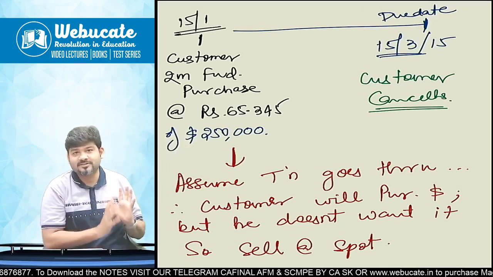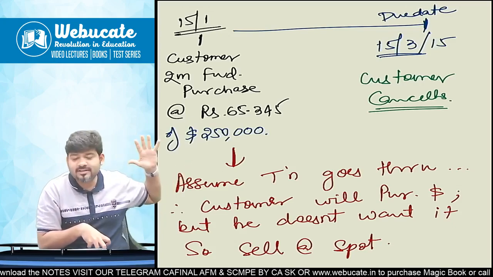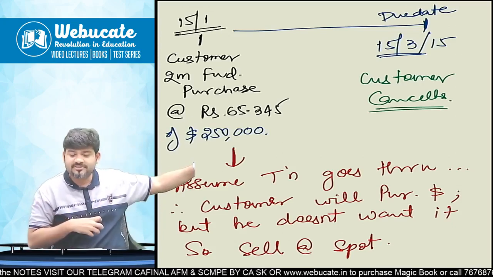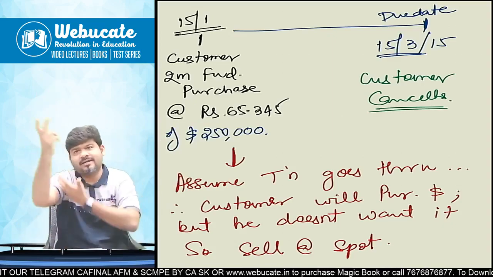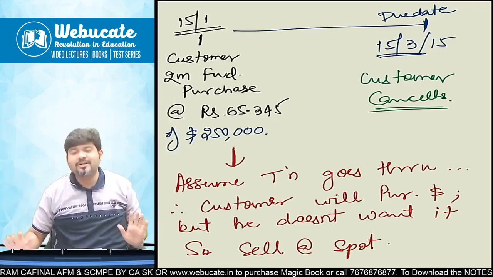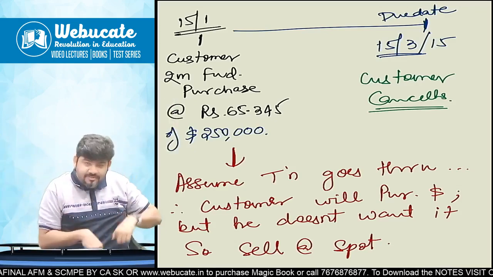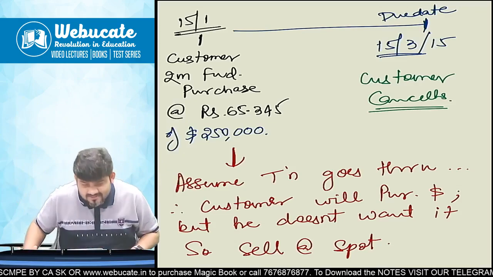That's how it works. So from the customer's angle, he bought it at the agreed price and sold it in the market at spot. This is the difference. From the banker's angle, it is as good as a typical transaction which is taking place. So from the banker's angle, there is no profit or loss. From the customer's angle, there is, which he is bearing. Got it?